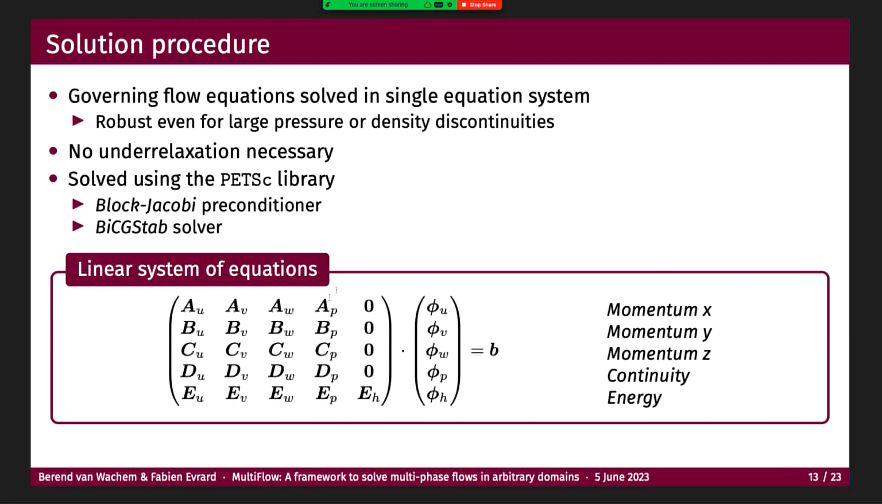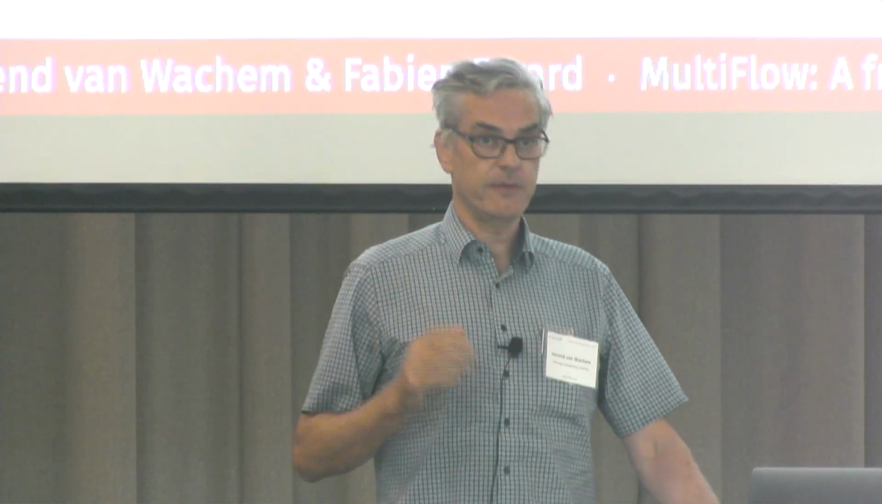So the governing equations we solve in a single equation system, which is very robust because we can make it as implicit as we want to. We don't need to under-relax. We don't need a very good initial guess. We've been doing this with PETSc since, I don't know, the early 2000s, and it's been very successful. We typically use block-Jacobi and BiCGStab, just as the previous talk.